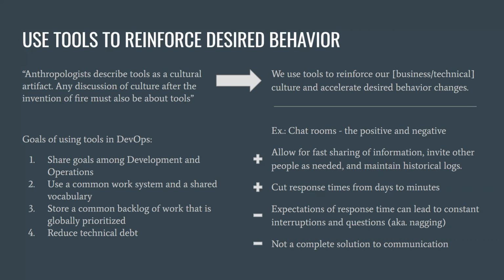In DevOps, tools help us add efficiency to our value stream by being able to share goals between development and operations, create and use a common work system, and also create and use a shared vocabulary. Tools also help develop a common backlog of work and help us prioritize this work globally across the organization. As a result of this, we can reduce our technical debt and increase our productivity.